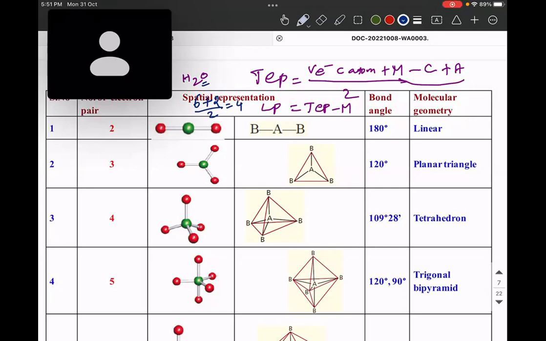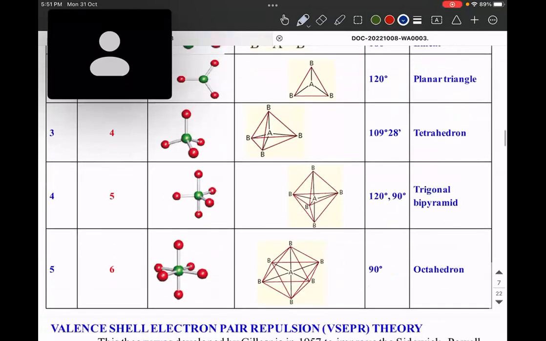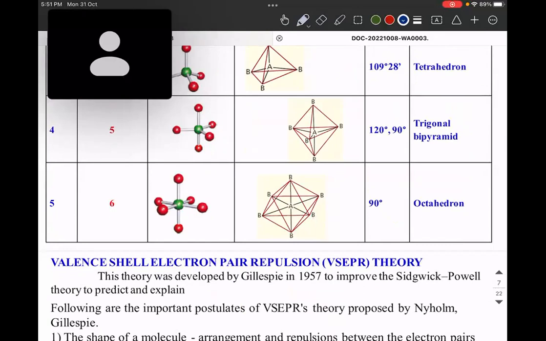If you have 3 attached atoms, you go and see the video. So if you have taken 3, the green will be the central atom, the 3 atoms are attached, you will get 120 degree, it becomes trigonal planar. 4 means tetrahedral shape. 5 means trigonal bipyramidal shape. 6 means octahedral shape.